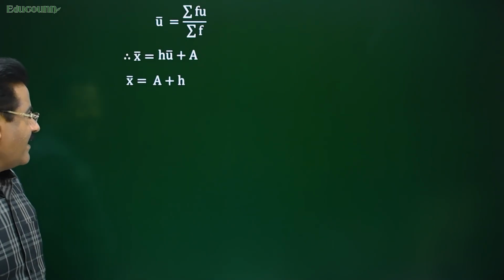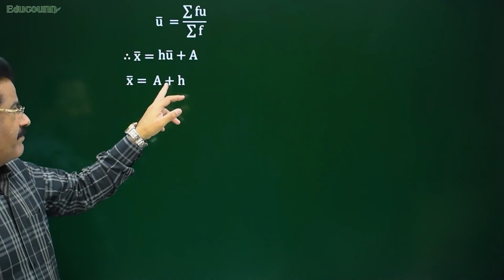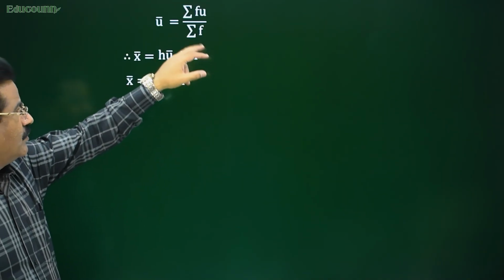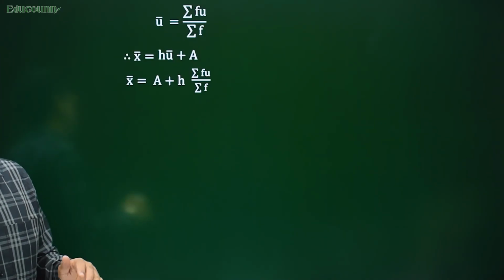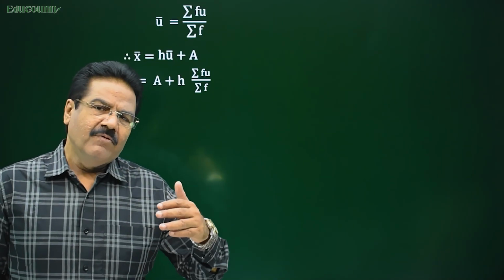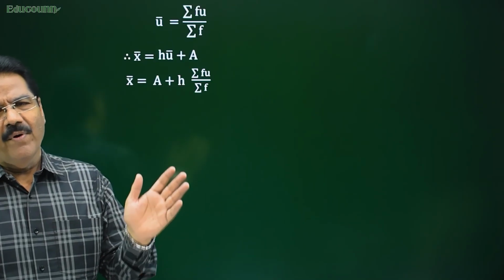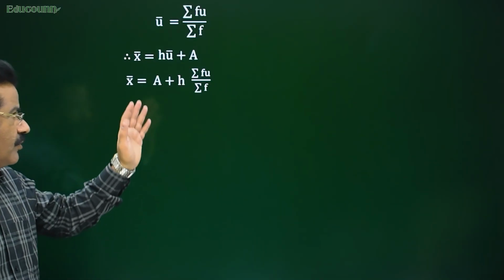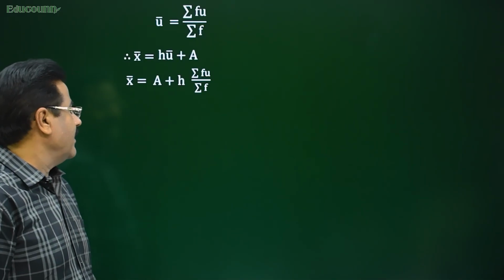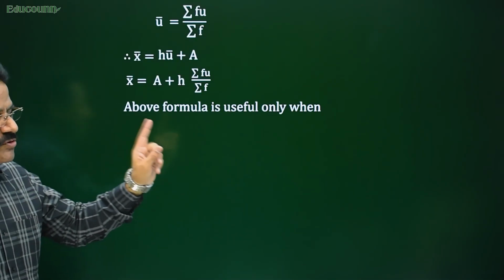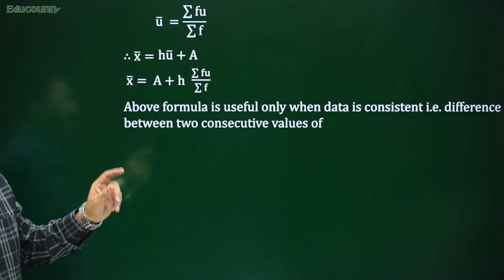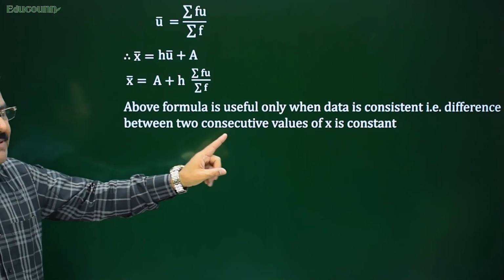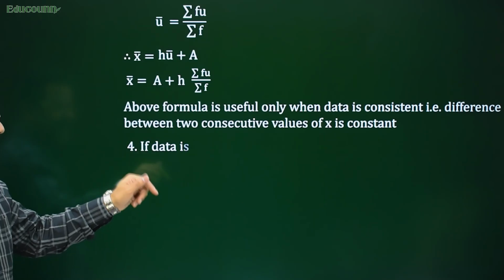And therefore, we can write down x bar is equal to a plus h as it is, and now replace u bar by summation of fu upon summation of f, where summation of f means total frequency and summation of f into u means here we have to multiply frequency with individual reading of u. How to use this? We'll see that when we solve the example. Above formula is useful only when data is consistent, means h is constant. Difference between two consecutive values of x must be same, must be constant. Now let us take number 4.